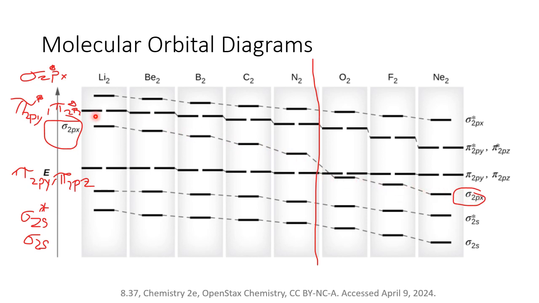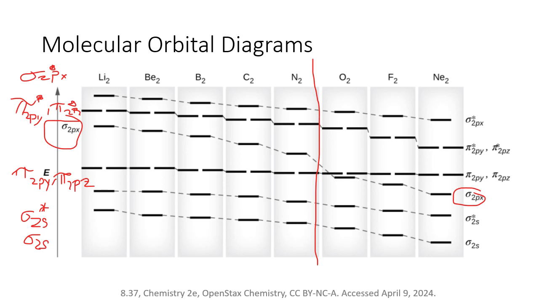So let's talk about that flip. As we match pi orbitals up, our sigma 2px is going to be higher energy than the degenerate pi 2py and pi 2pz for lithium through nitrogen. So we go pi 2py, pi 2pz, and then we go up to sigma 2px, and then above that are the pi 2py star and the pi 2pz star. And at the very highest, we have the sigma 2px star.